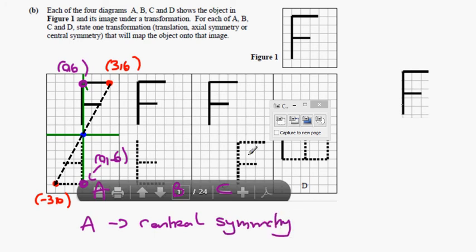Now, the next one is like a mirror image. We can see an F and an upside down F. Once again, draw a pretend axis in between, and you can see that it gets reflected. This one gets reflected 6 down, and then another 6 down. It meets its image on the other diagram. You can see the same thing here for this point here. Blue and blue, it gets reflected all the way down. So B is reflection in the x-axis, or axial symmetry.